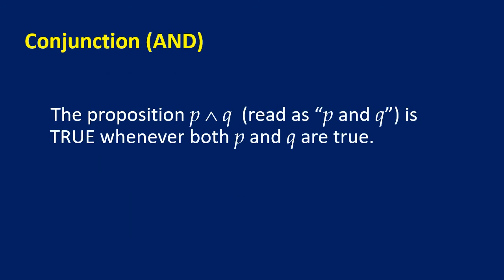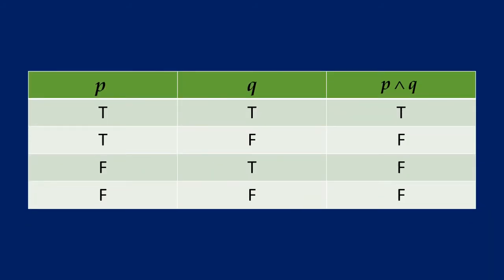Okay, so we just finished negation. Let's now go to the next connective. We have the conjunction and. So this is the symbol for and. P and Q is true whenever, take note that both P and Q must be true. This is the truth table of P and Q. So these are the four possibilities for P and Q.